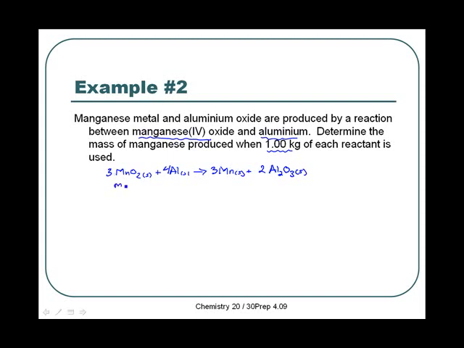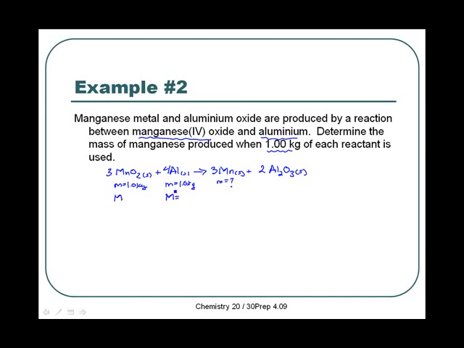And so the other thing we know is the mass of manganese oxide and the mass of aluminum, and we want to find out the mass of manganese solid. So we have 1 kilogram of each thing, so we're going to have to convert to moles, which means we're going to need molar masses. We're going to need the molar mass of manganese 4 oxide and the molar mass of aluminum.